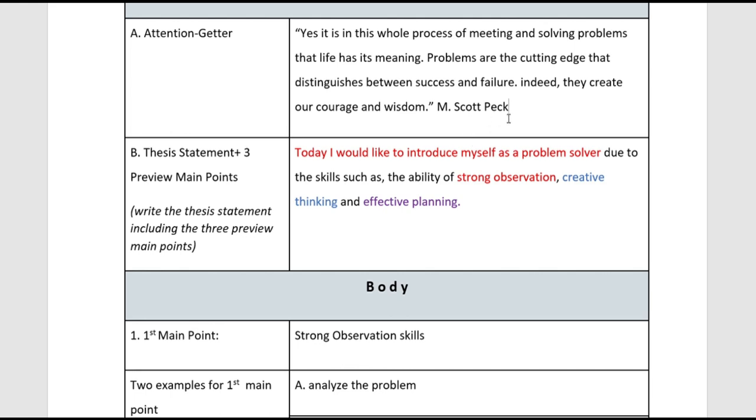Okay, you can say now, how about the referencing? How about the person that you have who said that? So you would say Scott Peck said, yes, it is in this whole process of meeting. So you don't say Scott Peck at the end of your talk. No, you can say Scott Peck said, or Scott Peck once said, or as said by Scott Peck. Yes, it is in this whole process of blah blah blah blah blah. Then you go on. All right, so I hope it's pretty easy.